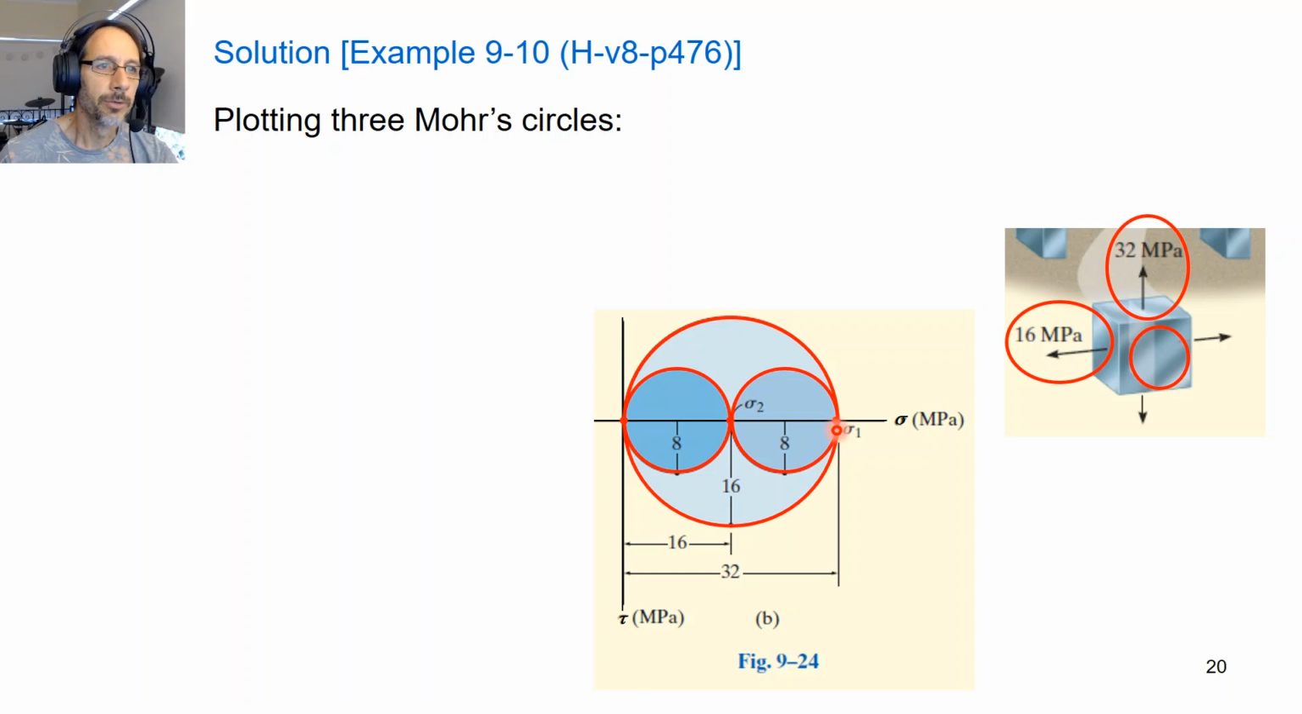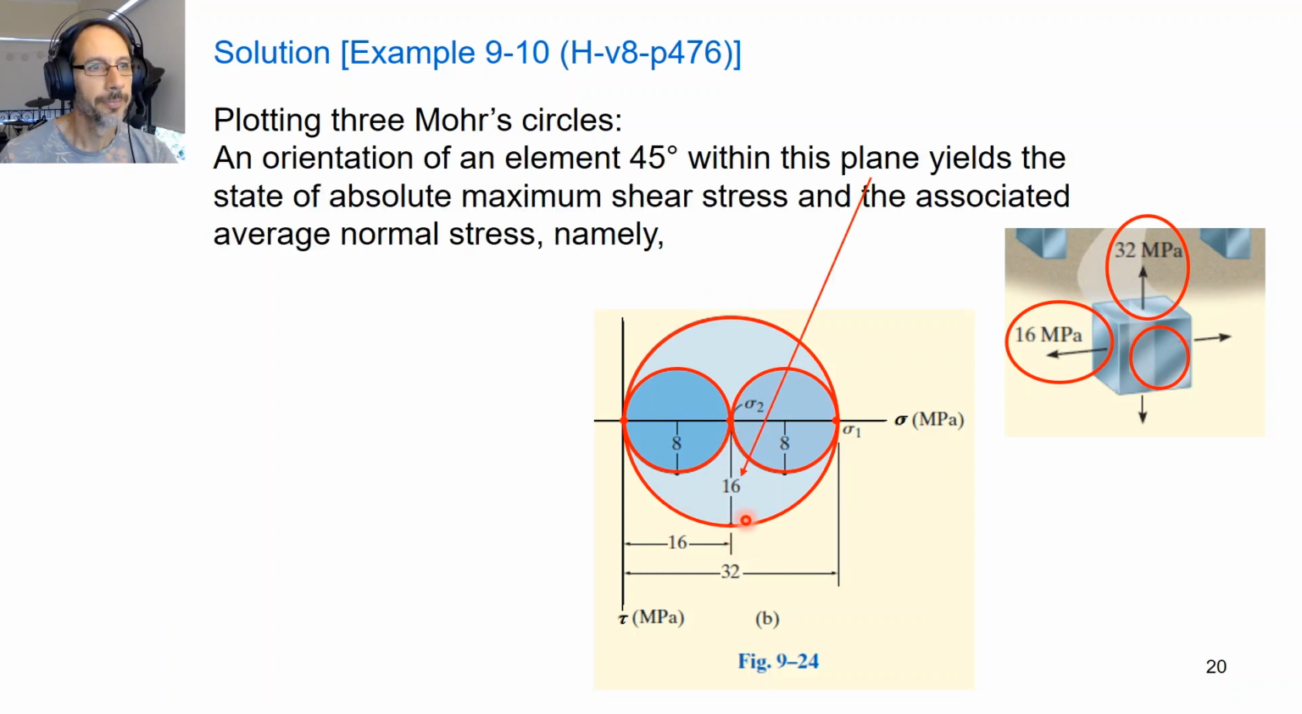The diameter here will be 32 minus 16, which is 16, divided by 2 is 8, gives us the radius. So that gives us the in-plane maximum shear stress. And then the radius of the biggest circle gives us our absolute maximum shear stress. And this will be oriented at 45 degrees to this horizontal direction.